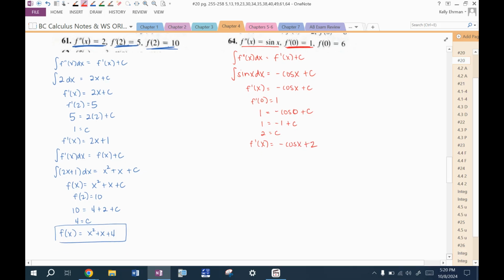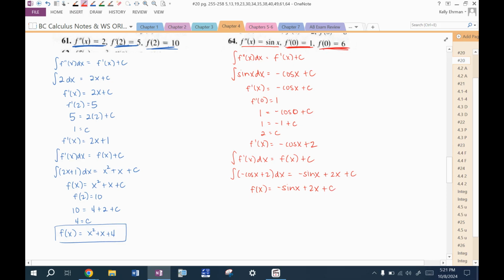All right, now we need to go backwards again. So the integral of f prime of x dx is equal to f of x plus some constant. So we want to integrate negative cosine x plus 2. All right, so the integral of negative cosine x is negative sine x. The integral of 2 is plus 2x plus some constant. So f of x is equal to negative sine x plus 2x plus some c value.